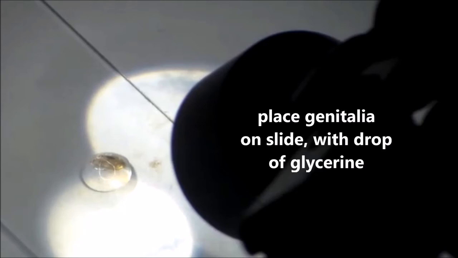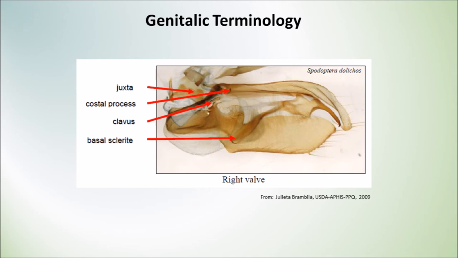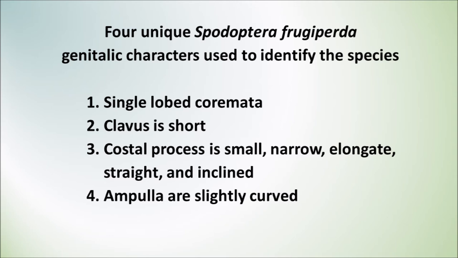The next 2 photos illustrate the basic genitalic terminology you will need to be able to identify the 4 characteristics of the fall armyworm. The fall armyworm can be positively identified using these four genitalic characteristics.